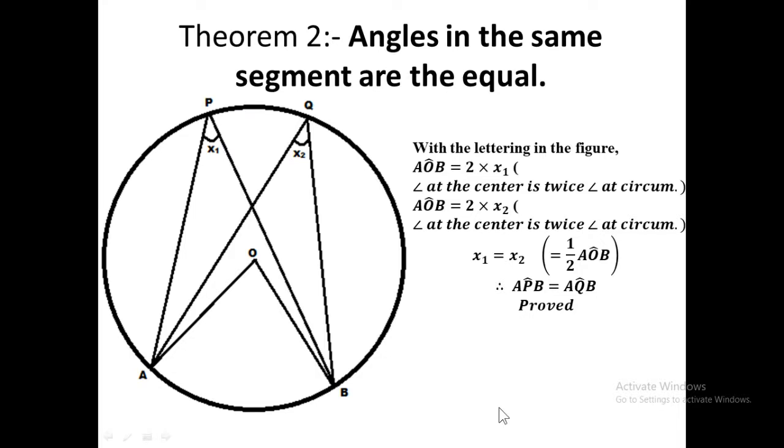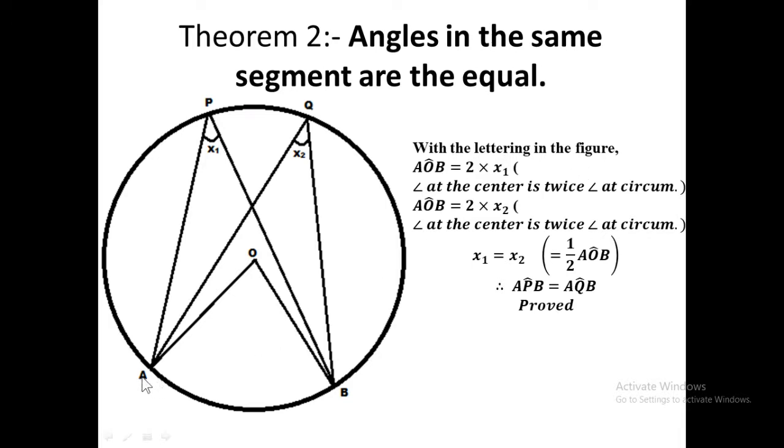So in today's lecture, we'll be talking about the second theorem in circle theorems, which says that angles in the same segment are equal. As you can see on the screen right now, we have these two angles at the circumference, x1 and x2. I'm saying that these two angles are equal, that is, x1 is equal to x2, and the proof is what we have beside the diagram.